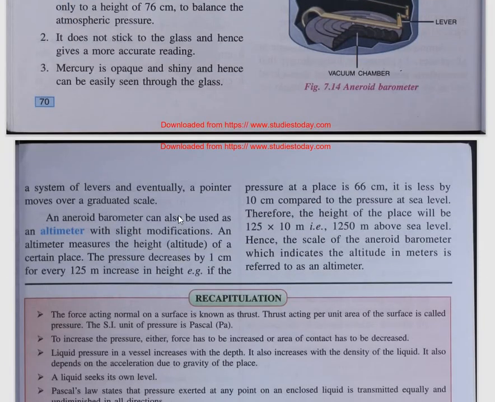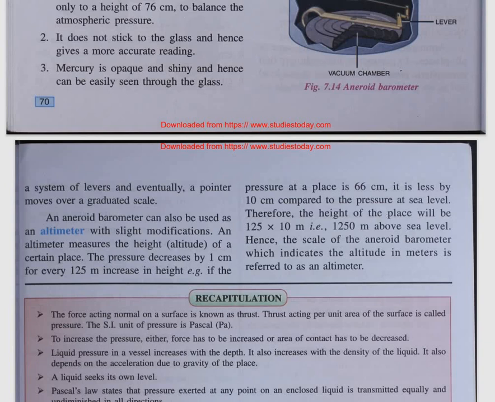An aneroid barometer can also be used as an altimeter with slight modifications. An altimeter measures the height or altitude of a certain place. The pressure decreases by 1 centimeter for every 125 meter increase in height. As we go up, for every 125 meters, the pressure decreases by 1 centimeter.